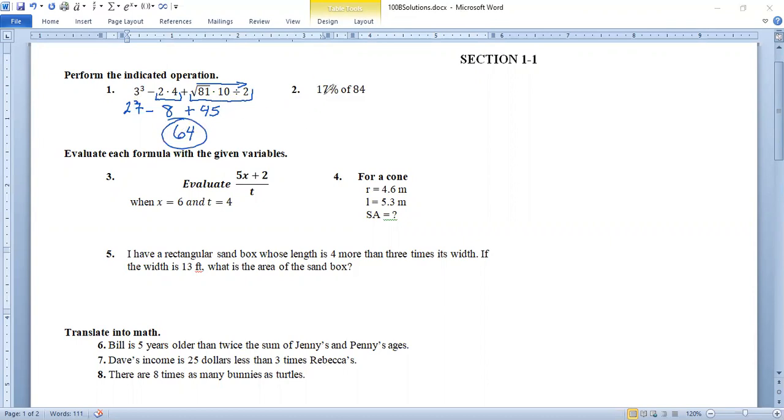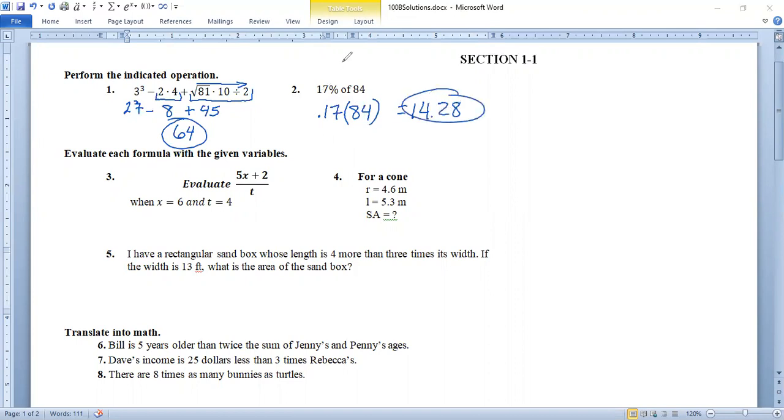Number 2, 17% of 84. 0.17 is the decimal. Of means times, 84. And if we punch that into our calculator, there we go. 0.17 times 84 is 14.28.